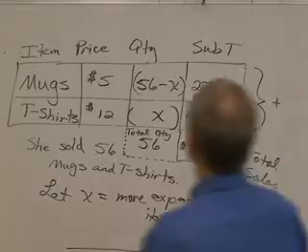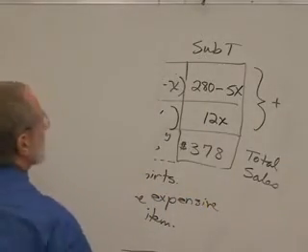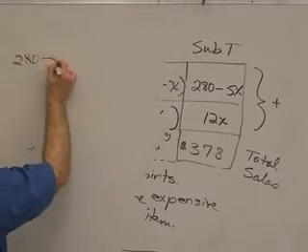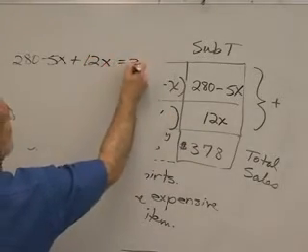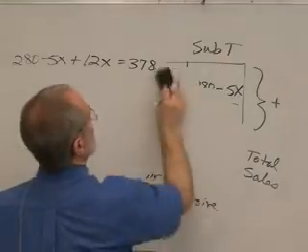You want to see the end of it? Yeah. Okay. Twist my arm. 280 minus 5X plus 12X equals 378. And we want to solve for X.